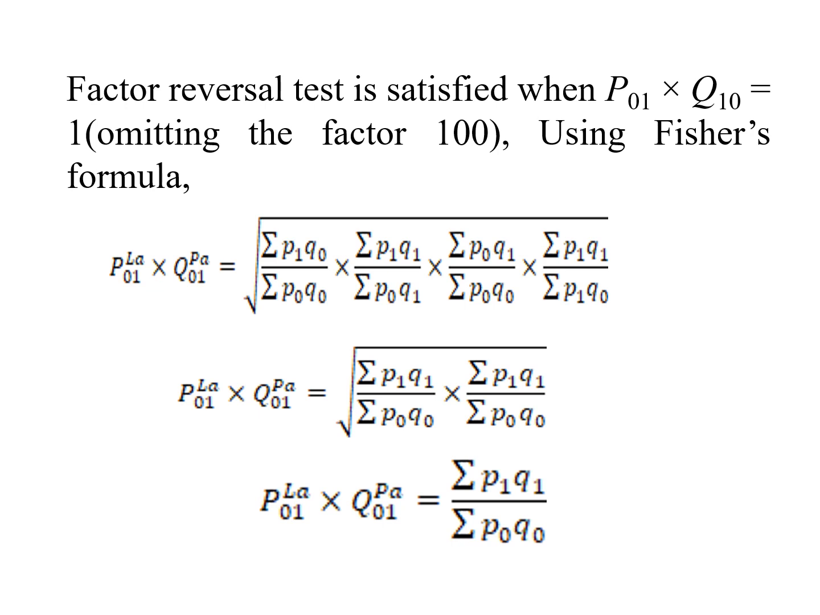There we are interchanging the time only, which means base and current, so it is equal to 1. Here, omitting the factor 100, using Fisher's formula. Same formula we are using: sum of P1 Q naught divided by sum of P naught Q naught, into sum of P1 Q1 divided by sum of P naught Q naught. This is the Fisher formula.